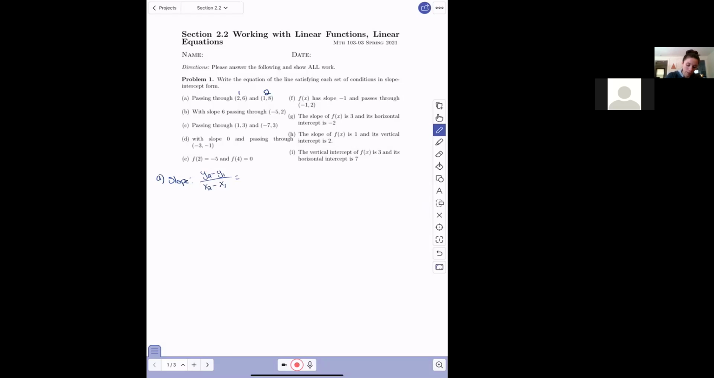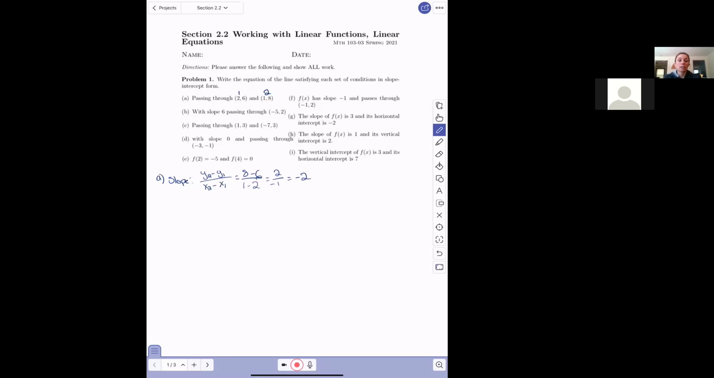So my y2 is 8, my y1 is 6. That came from here, 8 and 6. And then we have that divided by x2, which is 1, and x1, which is 2, so 1 minus 2. 8 minus 6, we have 2 over 1 minus 2, which is -1. So then our answer is -2 for our slope.